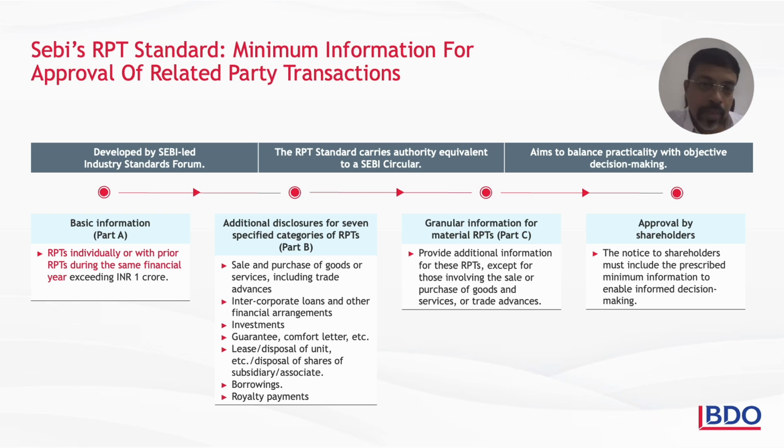In the audit committee part, there are three parts: part A, part B, and part C. They deal with certain basic information required, certain additional disclosures to be given based on certain categories of related party transactions, and certain granular information in respect of material RPT transactions. So let us go into these parts one after the other.